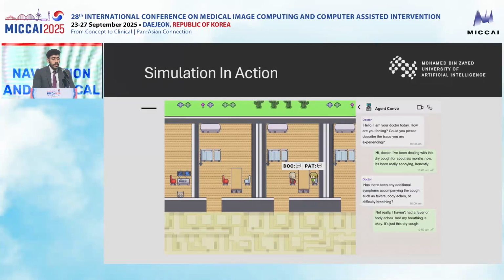So to start, let me show you how the simulation works. We have two agents here, one named Doc, which is the doctor, and Pat, the patient. Each of these agents is powered by a large language model, so basically every decision they make, their movement, all of that is powered by that same LLM.